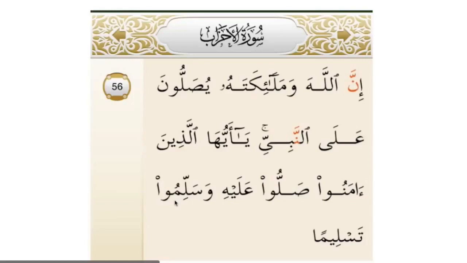Wasallimu, and send, tasliman. Tasliman is your maf'ulun mutlaq. It's a masdar. So taf'ilan, it's a masdar which is coming from the verb. It is a maf'ulun mutlaq. So for further emphasis, which we cannot describe, which you cannot just translate. So this, alhamdulillah, so with our little knowledge, we should be able to understand the simple tafsir. So if you want to go deep, inshallah, we should look into the other ulama.